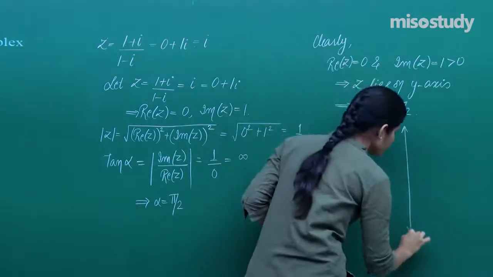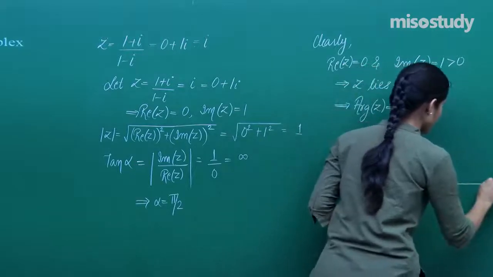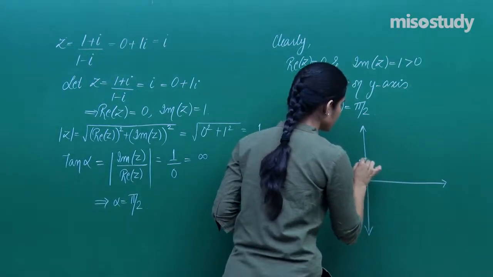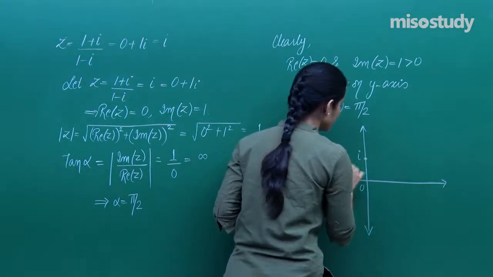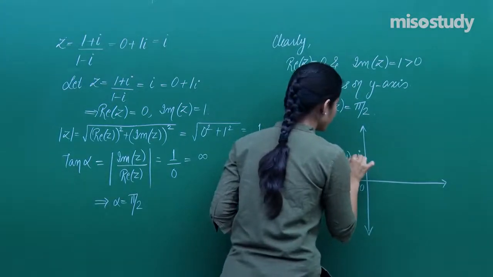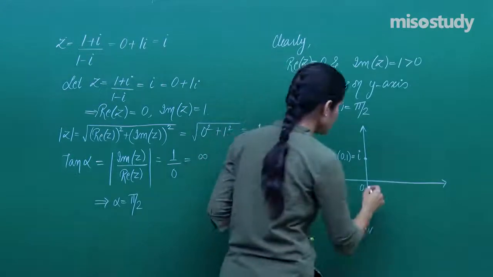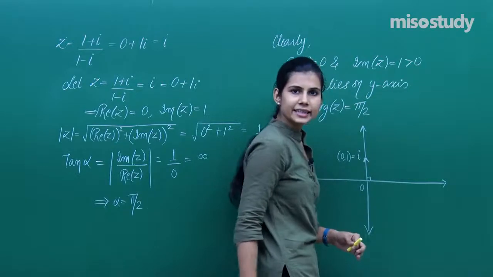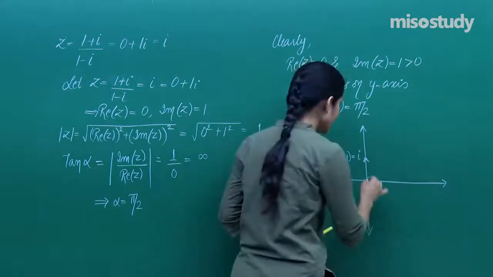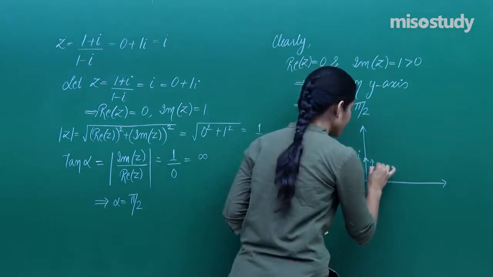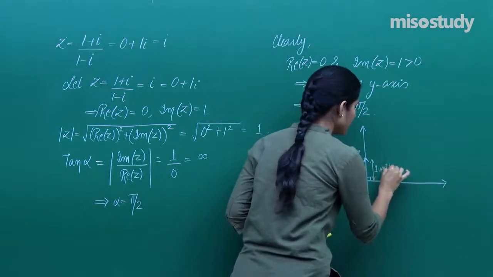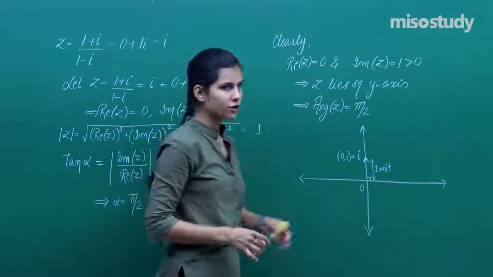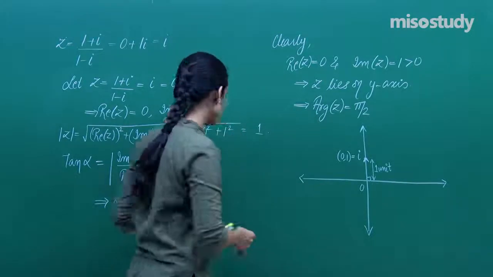Let me just show you. This is 0. From here to here, if you measure the distance of 1, this particular point 0, 1 is the point which is actually representing iota. This complex number is making 90 degrees with the positive direction of the x-axis, and it is 1 unit apart from the origin. So 1 unit is the modulus and 90 degrees the argument. This is where iota is sitting in the Argand plane.